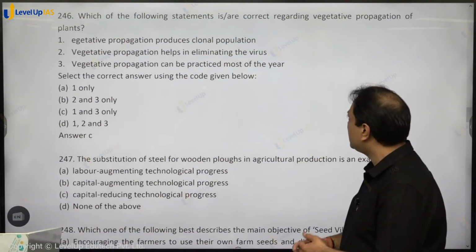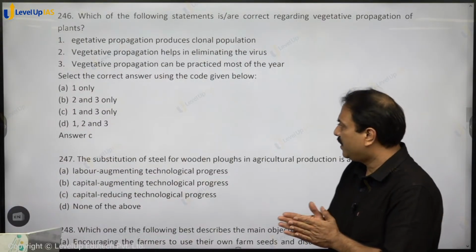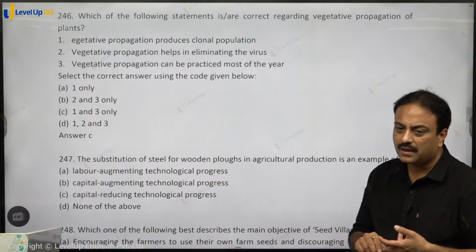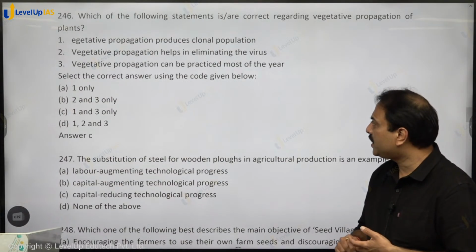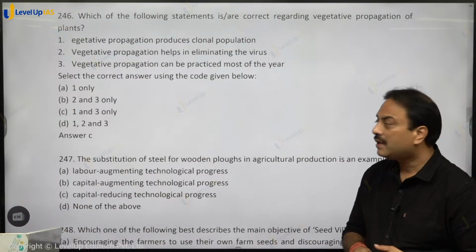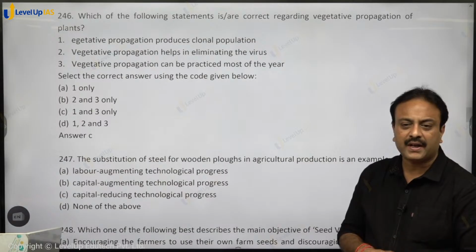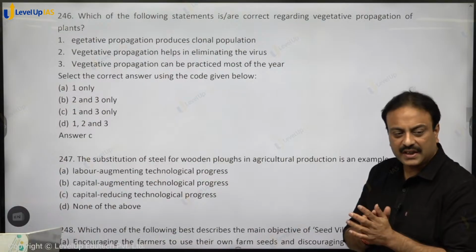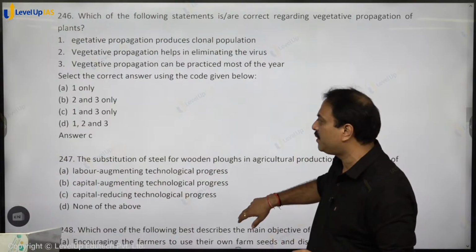Which of the following statements is correct regarding vegetative propagation of plants? Vegetative propagation produces a clonal population. Yes or no? Vegetative propagation helps in eliminating the virus. A clonal population will be formed, the same type of plant, but it is copy-paste: virus, diseases, everything will be carried forward. So it will not eliminate the virus. It can be practiced most of the year, yes. So 1 and 3 will go with the demand. So option C, C for cat, shall be the right answer.